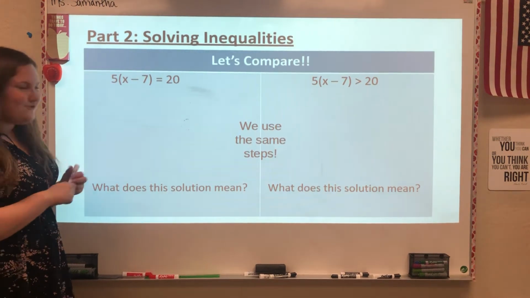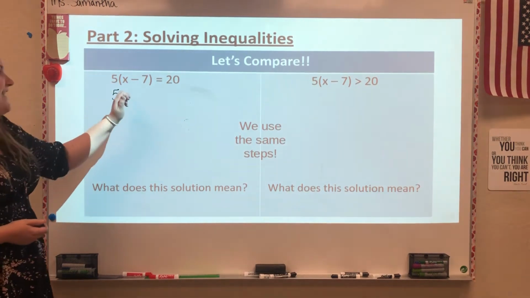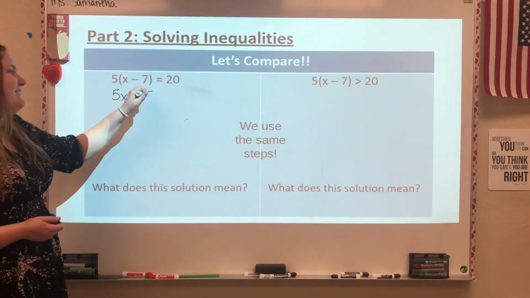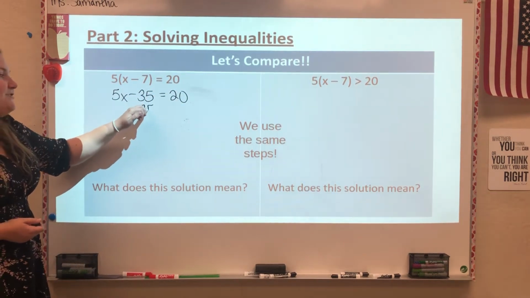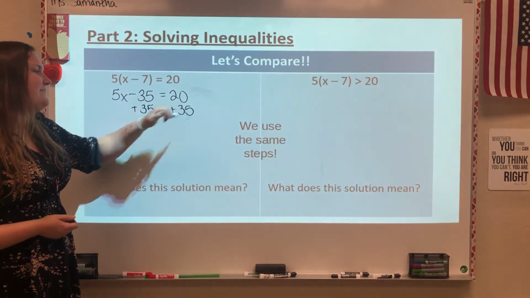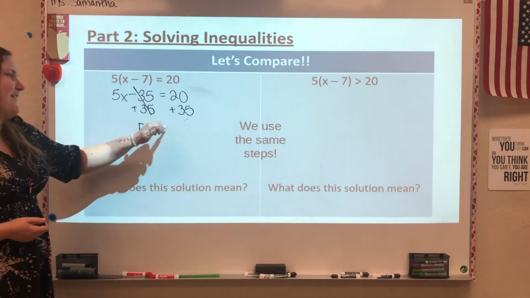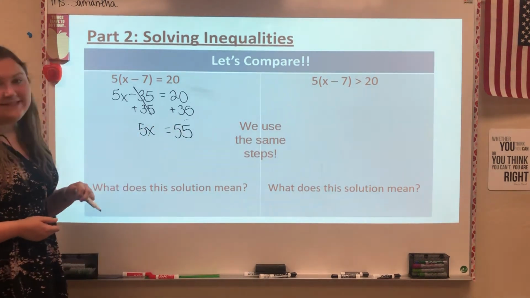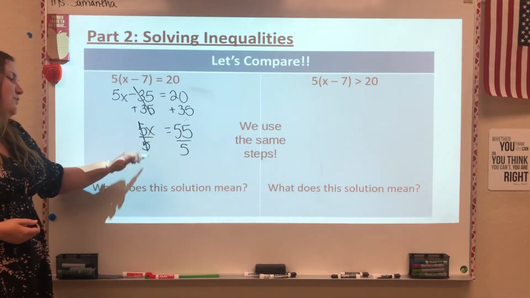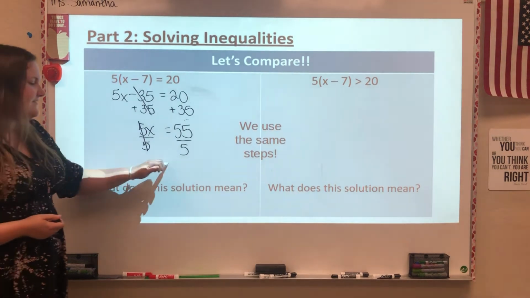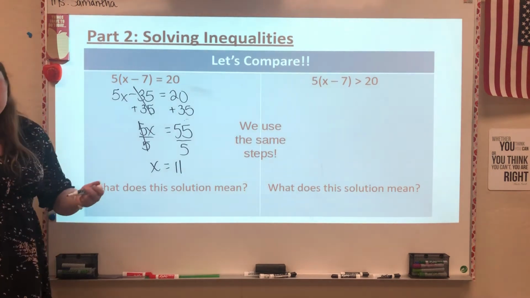All right, how'd you do? Well, we want to start by distributing. So I would say 5 times x is 5x, minus 5 times 7 is 35, and that equals our 20. Next, you would want to add your constant, which is 35, on both sides. Negative 35 plus 35 gives me 0. And that leaves us with 5x equals 55. That last step is dividing by 5. 5 divided by 5 gives you 1. 1x is the same thing as x. And 55 divided by 5 is 11. So we get x equals 11.